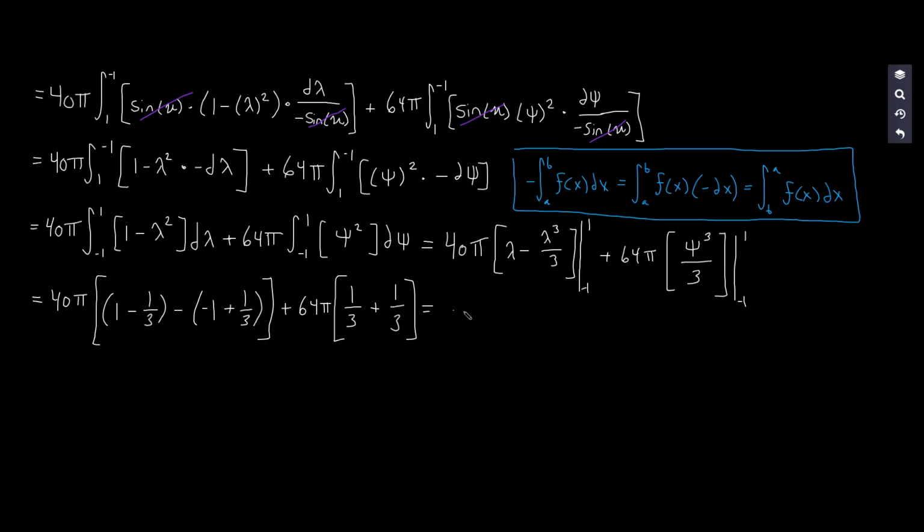I'm going to do these in forms of 1. Here we go. 40 pi times 3/3 minus 1/3 minus negative 3/3 plus 1/3, plus 64 pi times 2/3.